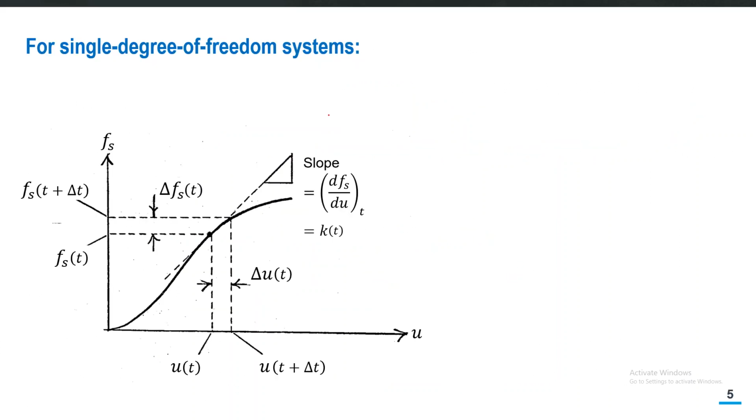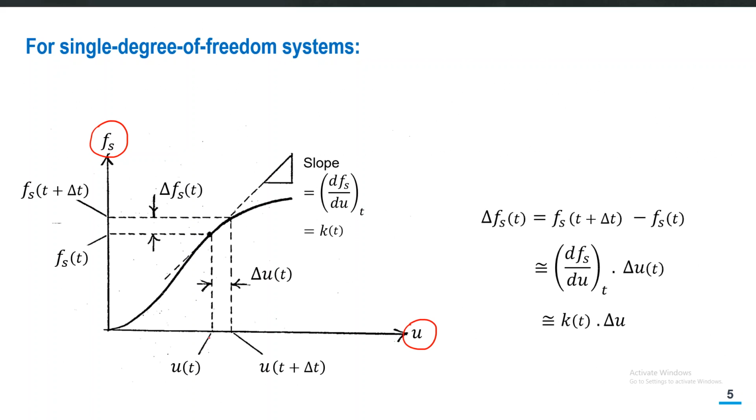For single degree of freedom systems, we have seen that if we have a nonlinear relationship between Fs and u, what we can do is assume that for the time interval delta t, which is from t to t plus delta t, the relationship between Fs and u is approximately linear. And we can write the slope of Fs at time t as k of t, the slope for that small time increment.